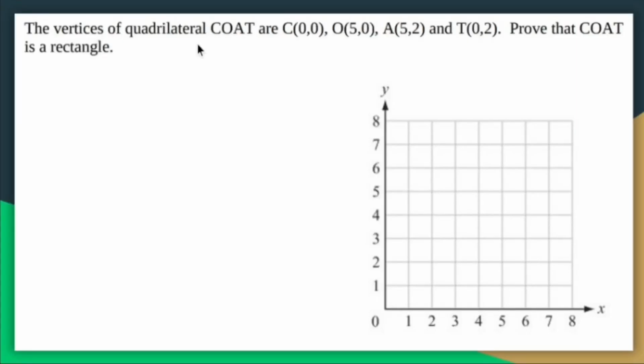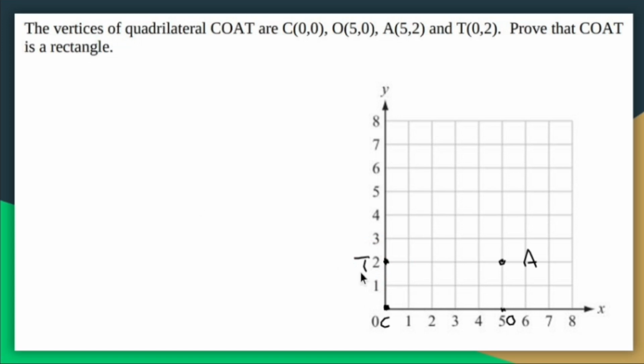The vertices of quadrilateral COAT are C(0,0), O(5,0), A(5,2), and T(0,2). Prove that COAT is a rectangle.